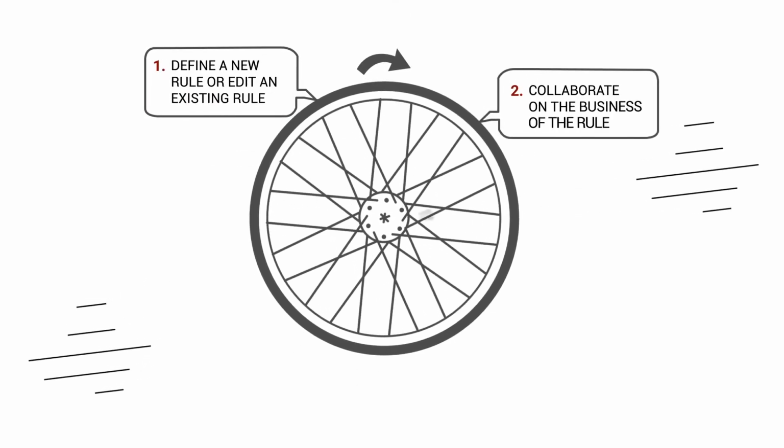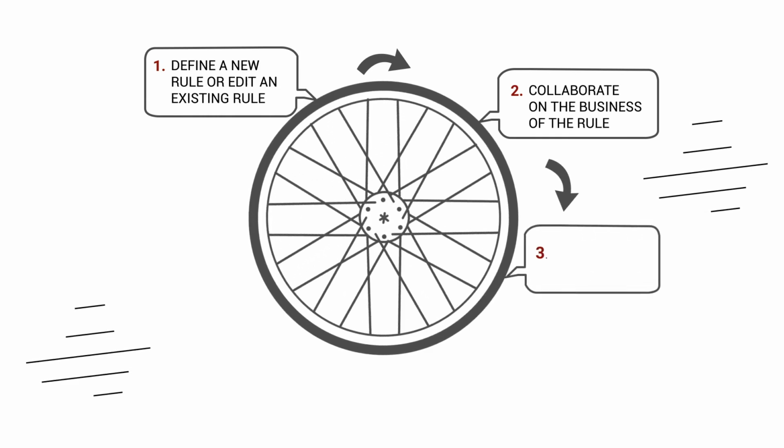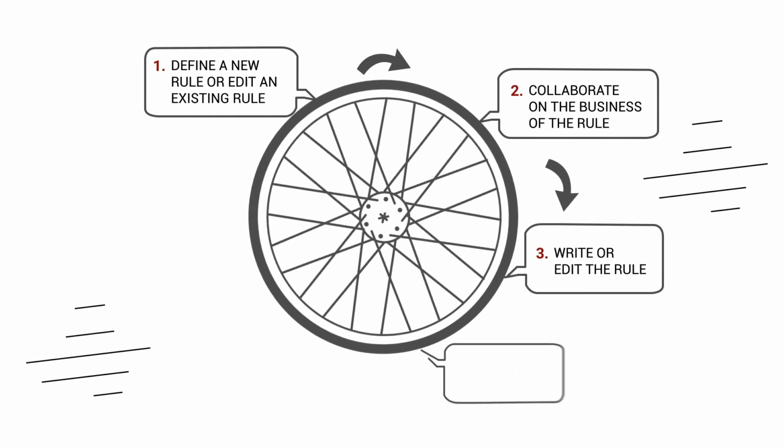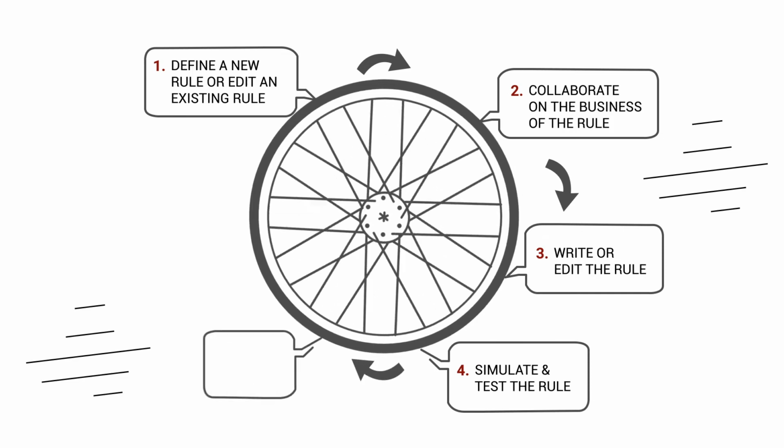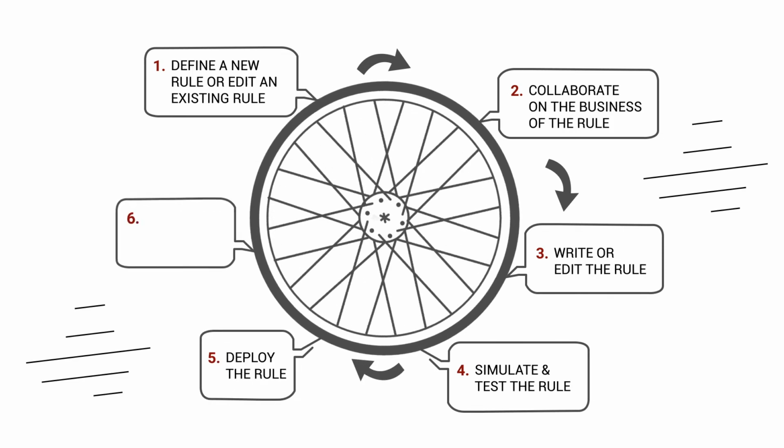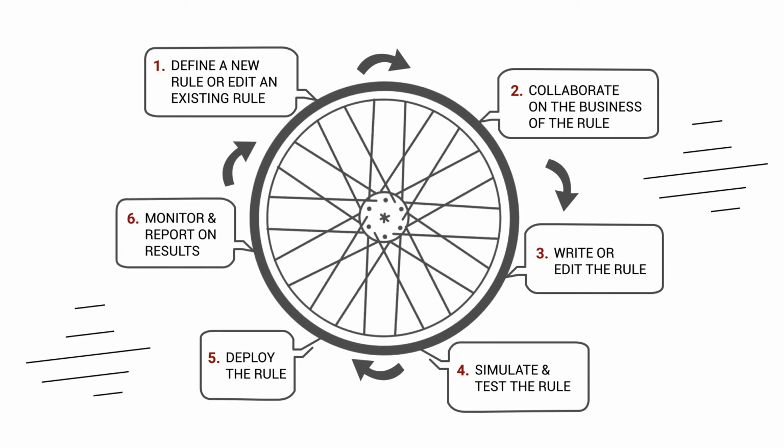Collaborate on the business of the rule. See the collaboration across your organization strengthen. Business rules become a common language with no gap between specification and implementation. Define your decision models at very early stages of a new rule.